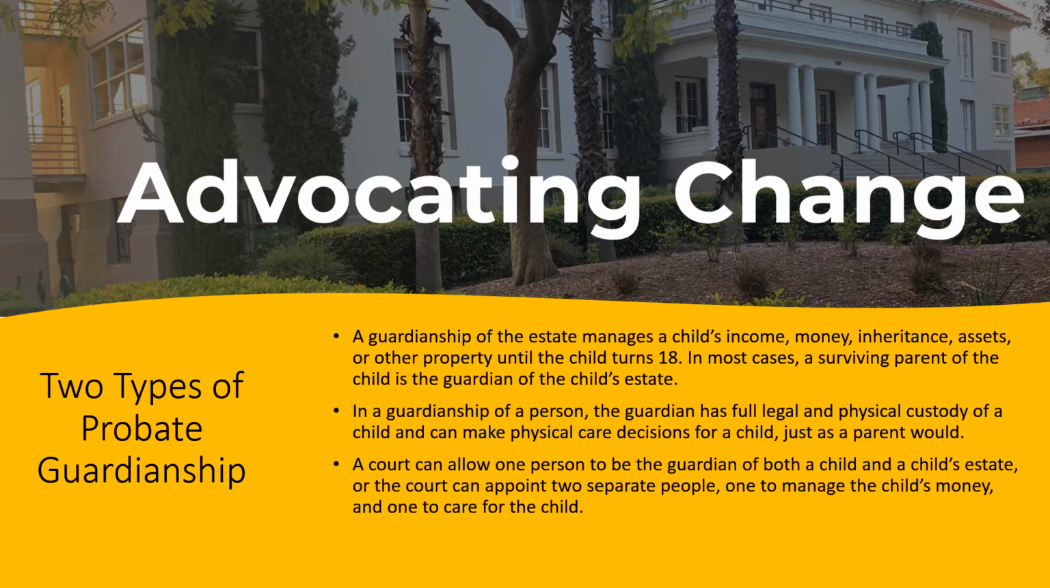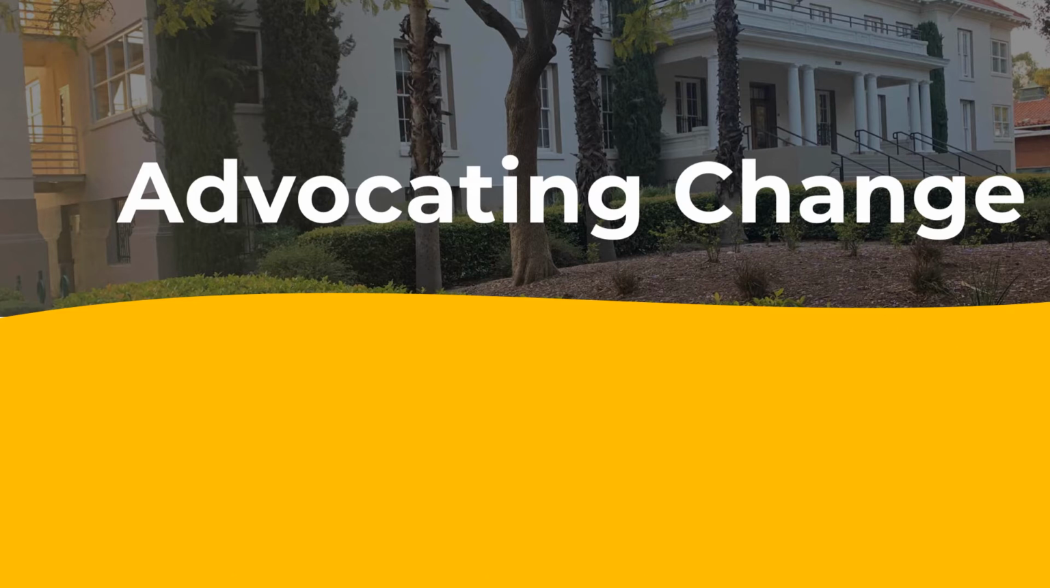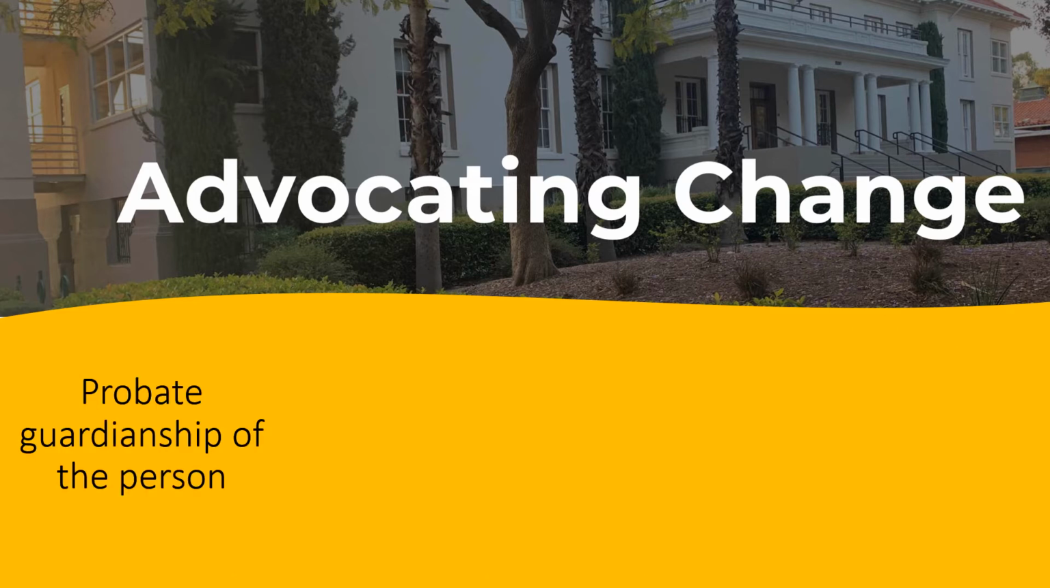A court can allow one person to be the guardian of both a child and a child's estate, or a court can appoint two separate people, one to manage a child's money and the other to care for the child. We are going to focus this video on probate guardianship of the person. Let's talk about probate guardianship of the person.